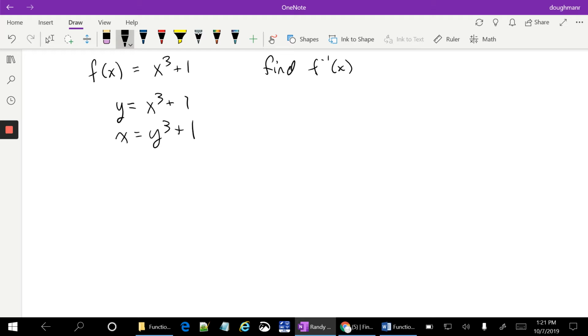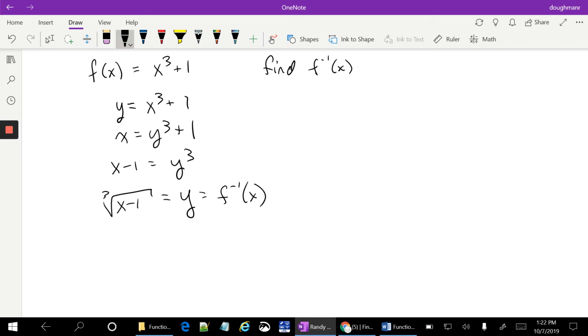and solve for y. So subtract 1 from both sides: x minus 1 equals y cubed. And now I'm going to take the cube root of both sides. So the cube root of x minus 1 equals y. So that is now the inverse function.